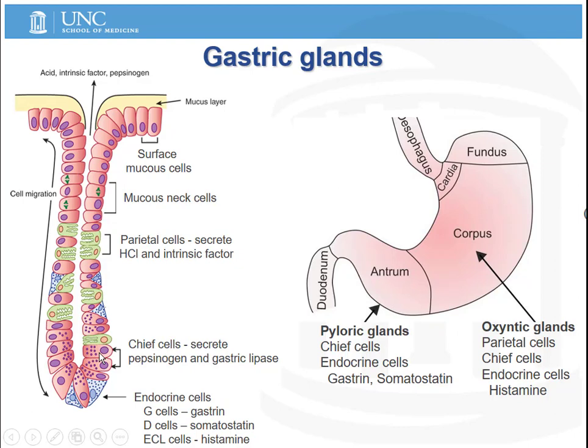The main cells that secrete regulatory factors across their basolateral membrane in response to neural or hormonal stimuli are the gastrin-secreting G cells, the somatostatin-secreting D cells, and histamine-secreting ECL or enterochromaffin-like cells. Glands in different parts of the stomach contain different types of secretory cells. So in the body of the stomach, there are generally oxyntic glands, and the primary secretions are acid and intrinsic factor, pepsinogen, as well as histamine. While glands in the antrum are primarily pyloric glands that lack parietal cells.